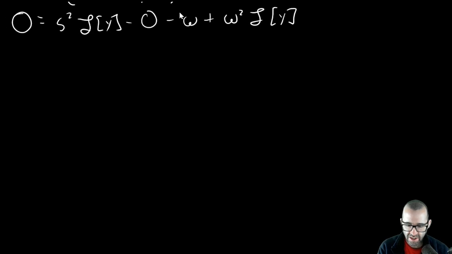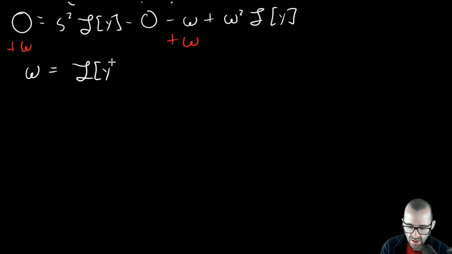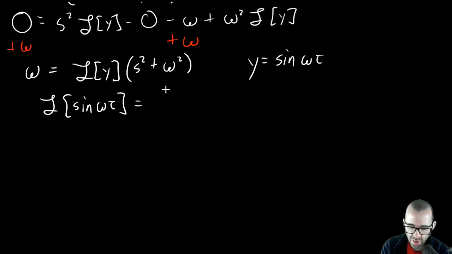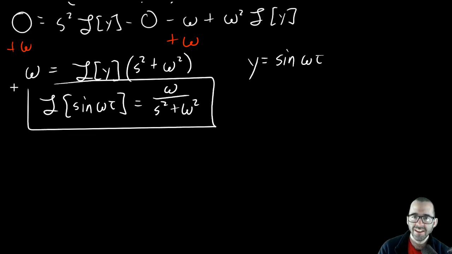So it's a pretty cool solution, right? Just using properties of Laplace transforms. So we're going to add an omega over, and then factor things out so we get L of y by itself. We're left with s squared plus omega squared. And we find that the Laplace transform of y, and again, remember y is equal to sine of omega t. So we just found that the Laplace transform of sine of omega t is equal to omega divided by s squared plus omega squared. Ta-da!